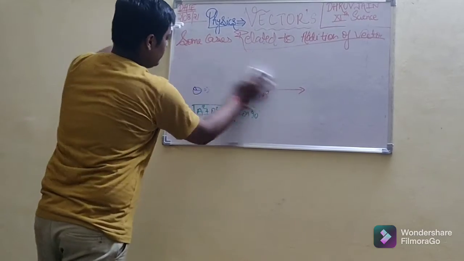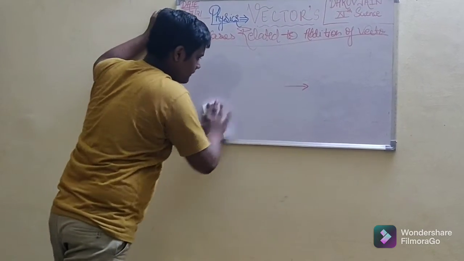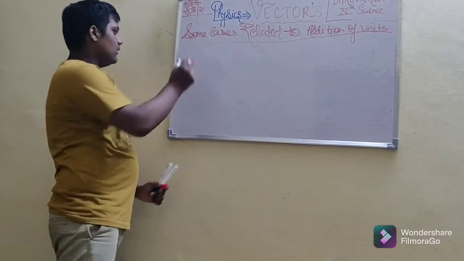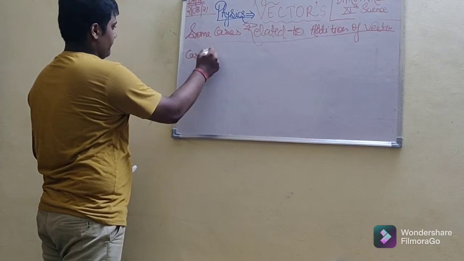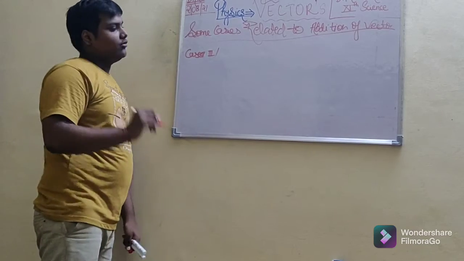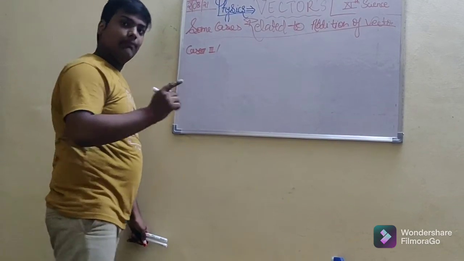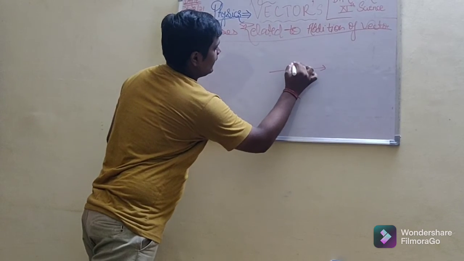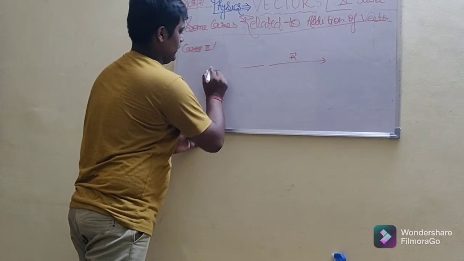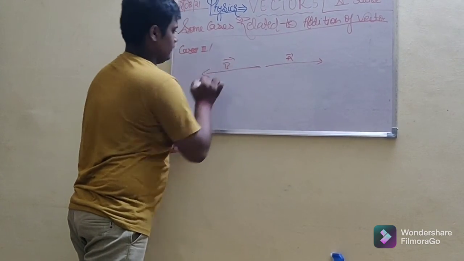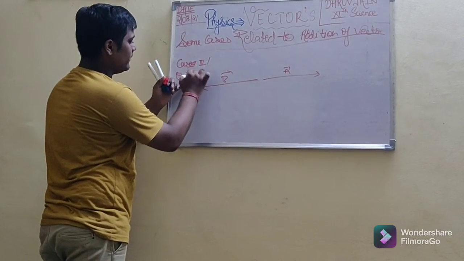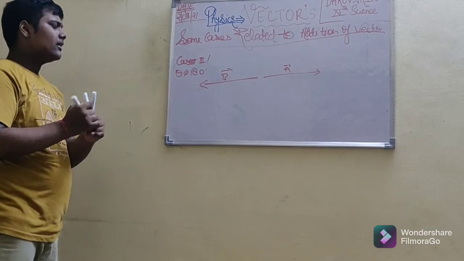Let us move forward then. Now the third case, and the last case of today's class, today's topic. Case 3: when both the vectors are opposite, like one vector is going in the east direction and one is going in the west direction. Then theta will be what? Theta will be 180 degree.